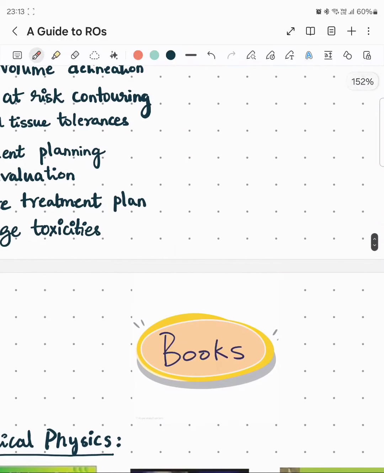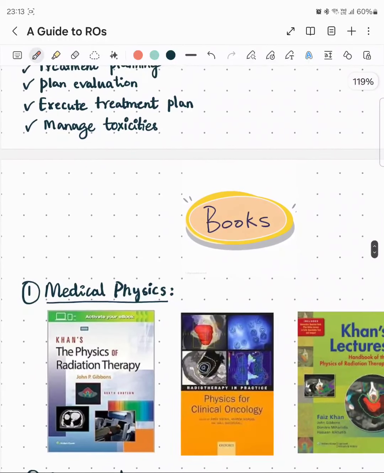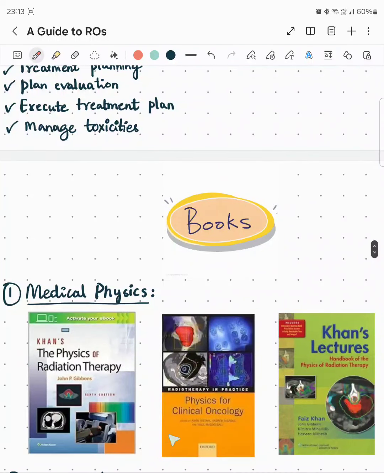And books that you can follow for medical physics, we have Khan's. This is the gold standard. You can't escape, you can't say that it's not, even though it's difficult to follow for most of them, it's the standard and you have to follow this. There are other books like Podgorsak's also, the physics for clinical oncology, which is simpler. Then if Khan's book is too tough, you can follow the Khan's lecture handbook, which is a simplified version of it.